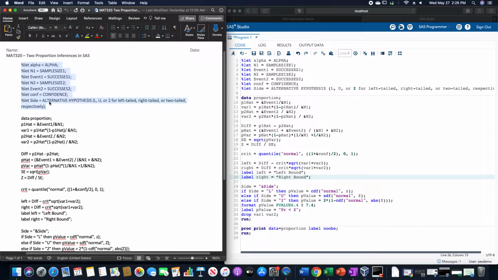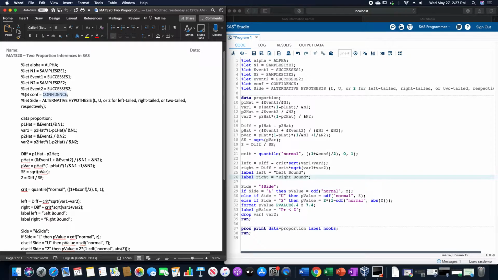Well, I shouldn't say the data. This is where you type in the various values. So we have alpha as a decimal, the first sample size, the first number of successes, second sample size, second number of successes. I have the confidence, the percentage for the confidence interval, and then the last one is the side for the hypothesis statements. So this is where the alternative hypothesis is L for a left-tailed test, U for a right-tailed test, or 2 for a two-tailed test, respectively.